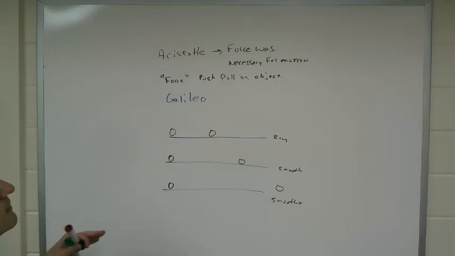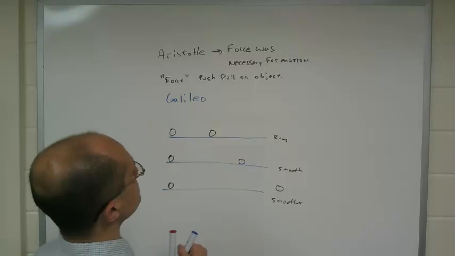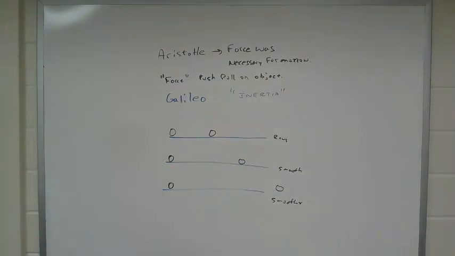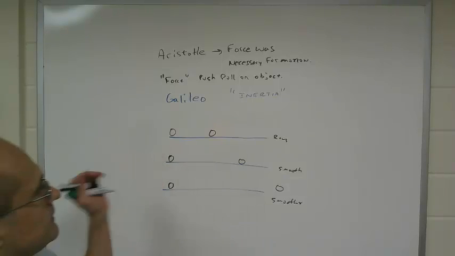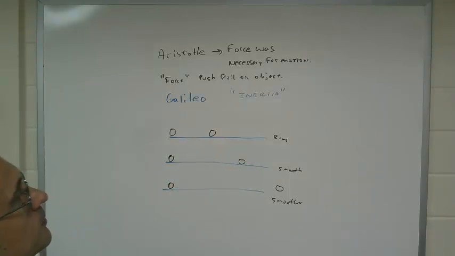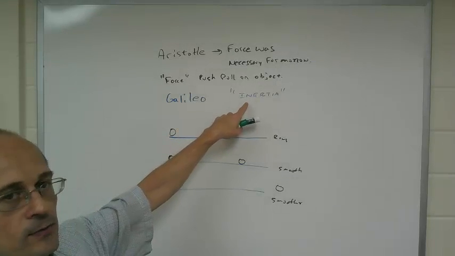And this is why he comes up with the idea of inertia. He is the one who says an object will continue in motion because that's what it's going to do unless something tries to stop it. And this is why he said friction is the thing that stops objects from moving. An object wants to do what it was doing.